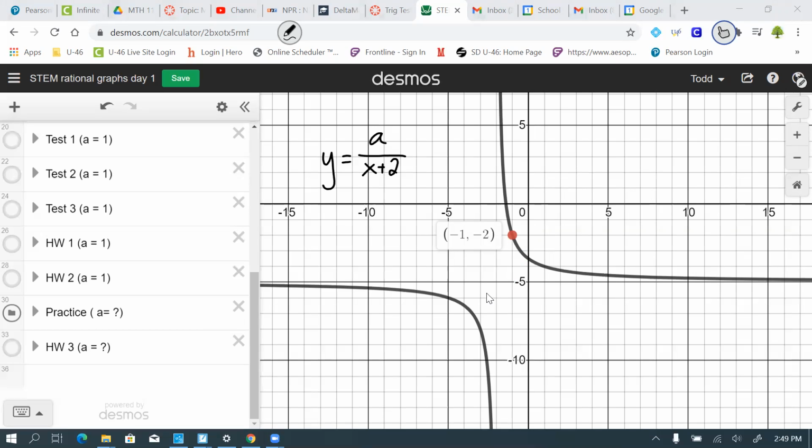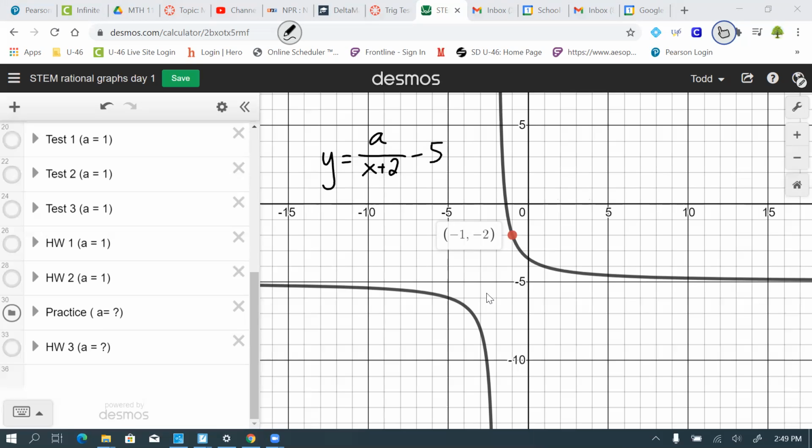And then what about the horizontal asymptote? The original is y equals 0. And down here, it's y equals -5. So it shifted down 5 units. So everything went down 5.